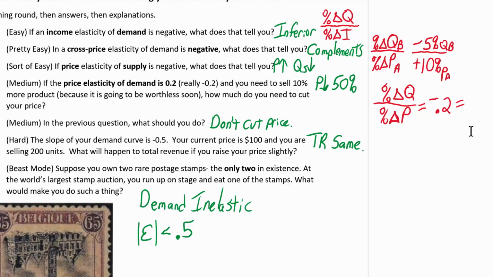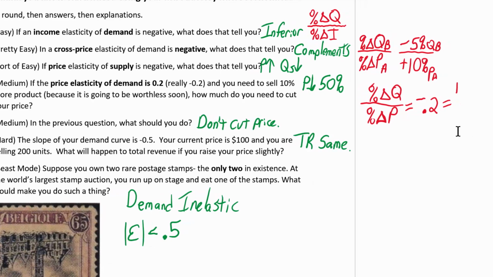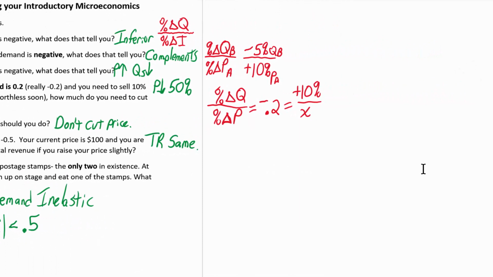And I'm telling you that price elasticity of demand is minus 0.2. And I've told you also that you need to sell 10% more of your product. So plus 10% is that percent change in quantity. And we're just solving that for x. So what needs to go on the bottom in order to make this equal to minus 0.2 if we know the top is plus 10%? Well, we can just solve this for x using a little bit of algebra here, right? So multiply both sides by x, and we have minus 0.2x equals 10%. And we need to divide both sides by minus 0.2, and we get that x equals minus 50%.